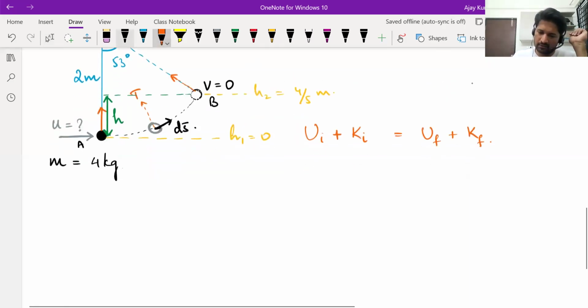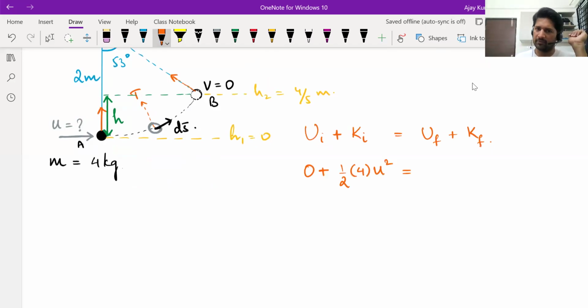So initial potential energy, since we assumed initial height is 0, will be 0. Kinetic energy, we need to calculate its speed, we don't know, so half m u square. Next, final potential energy. Finally, the bob is at a height of 4 by 5 meters, so m g h, plus final kinetic energy 0. After reaching that height, the bob stops, so final kinetic energy becomes 0.